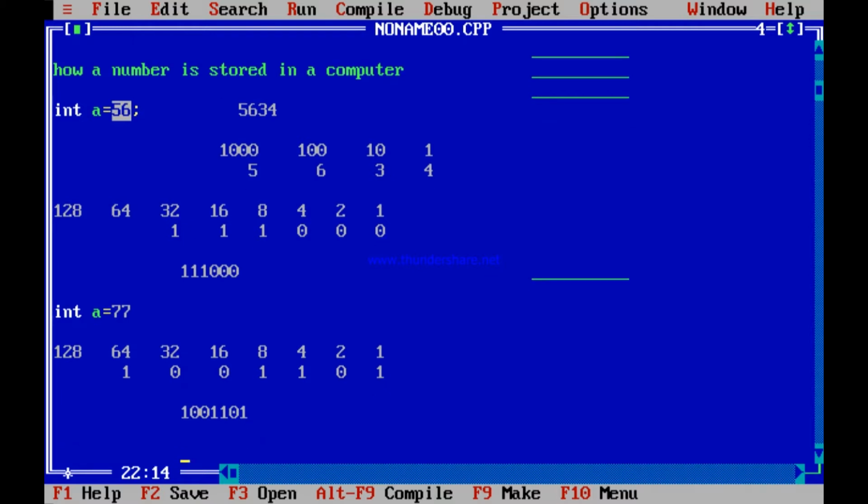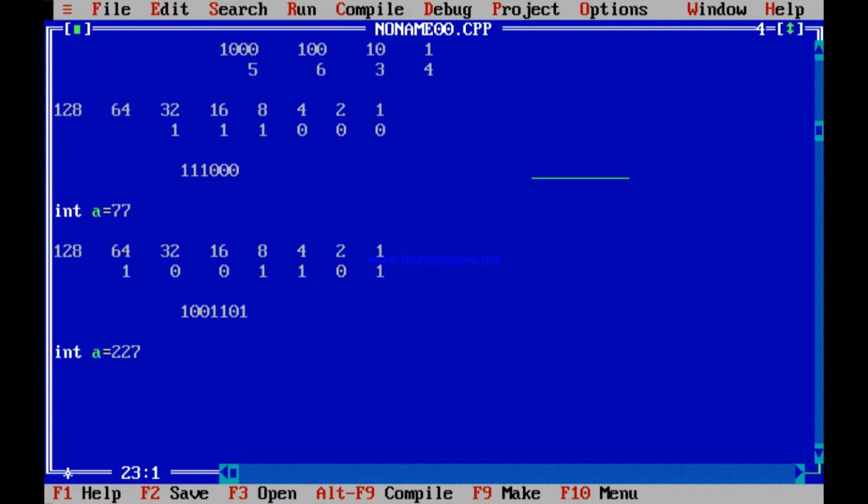In the same way, say int a equal to, suppose here you write not 77 but 227. If you continue, before 128 will come 256, then 128, then 64, then 32, then 16, then 8, then 4, then 2, then 1. So if you think of it, 227, will 256 fit within 227? No, still no. But 128 will. And I will be remaining with 99.